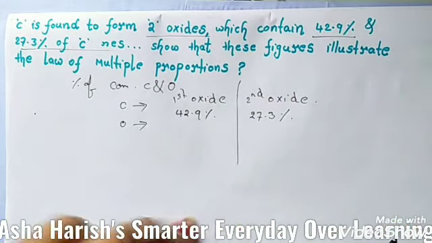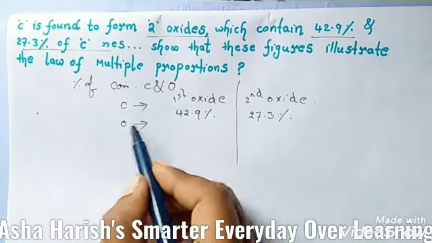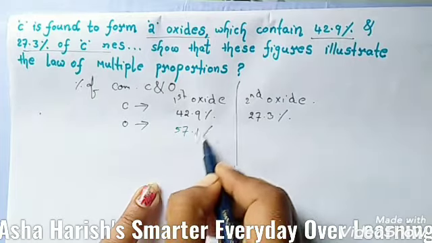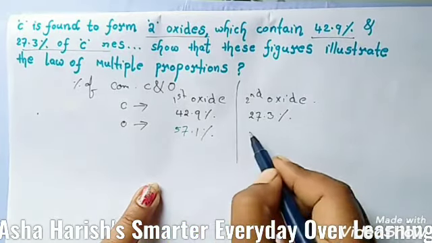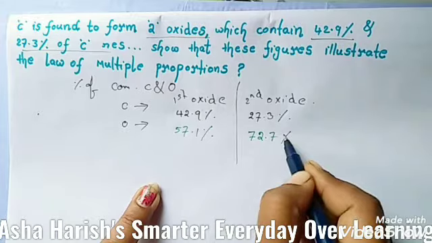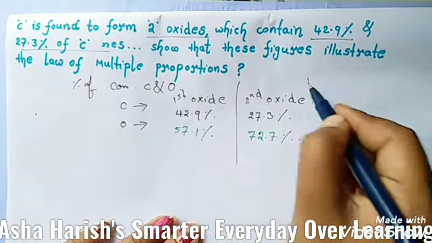Okay, and coming to oxygen, just by seeing the difference, the first oxide, the remaining one is oxygen. How much, students? It will be 57.1%, and the next one in the second oxide is 72.7%. By the difference you can conclude this. This is only step 1.